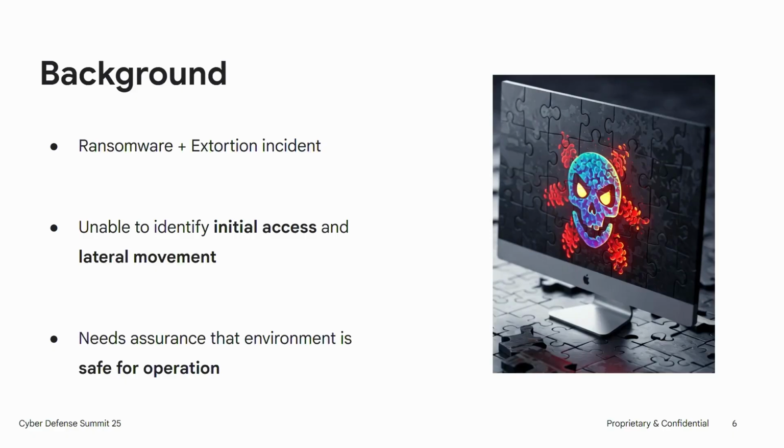Right, so without further ado, the background was that there was an organization that had fallen victim to a ransomware incident that encrypted their production servers and was experiencing a major disruption to their business. Their internal security team had performed an initial assessment, but they were unable to identify how the threat actor had gotten in or whether there were any signs of lateral movement within their environment. And most importantly, this organization needed help in recovering from this incident and the assurance that their business environment was once again safe for operation.